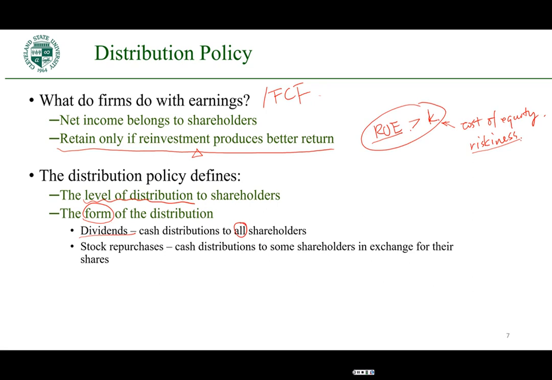Each of the shareholders will receive an amount of dividend per share. Or they can return in the form of stock repurchases. These are cash distributions to some shareholders in exchange for their shares. So there are shareholders selling and buying every day in the market, and the firm purchases from those selling shareholders and retires the shares that have been in the transaction, and then gives the cash back to the shareholders who are selling. So, stock repurchases and dividends.